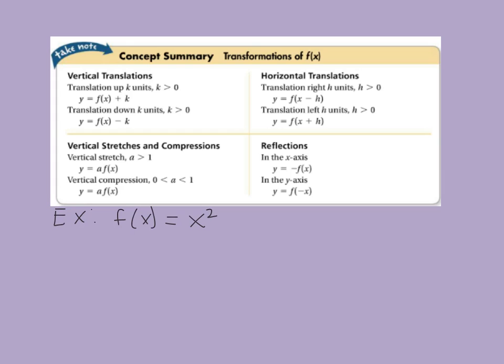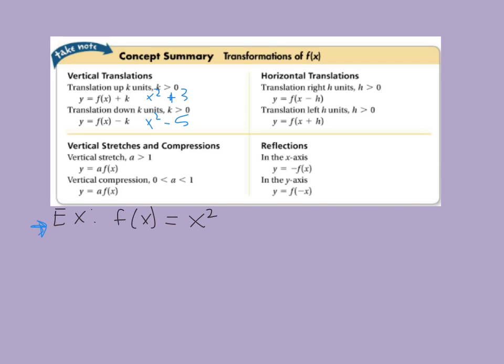So these are the rules of any parent function of what the transformation would be. I'm going to be using x squared as my parent function as an example. So first, vertical translations, either up or down. If I had something like x squared plus 3, that means the parent function moves up 3, so that vertex. If I had something like x squared minus 5, that means it moves down 5. The vertex moves down 5.